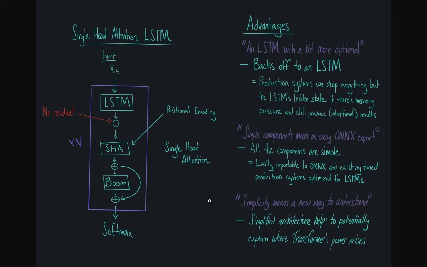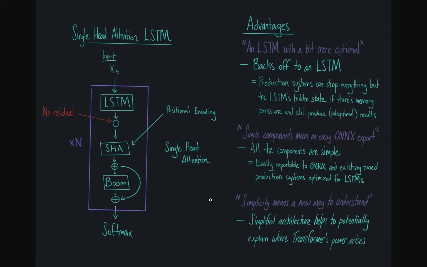And finally, simplicity means a new way to understand. So a simplified architecture helps potentially understand where some of the transformers' gains come from, because many of those are still not entirely obvious. So how does it perform?